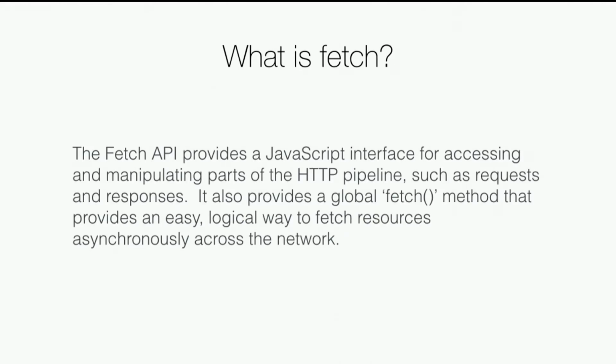There's now a globally available fetch method, which basically just says, hey, fetch me some information. The Fetch API provides a JavaScript interface for accessing and manipulating parts of the HTTP pipeline, such as requests and responses. It provides a global fetch method that provides an easy, logical way to fetch resources asynchronously across the network.